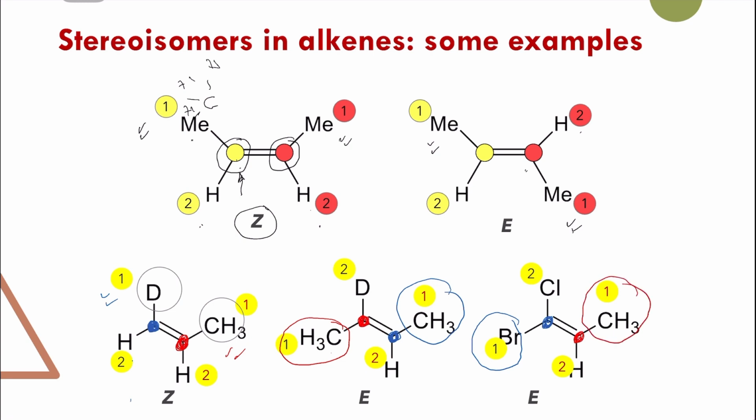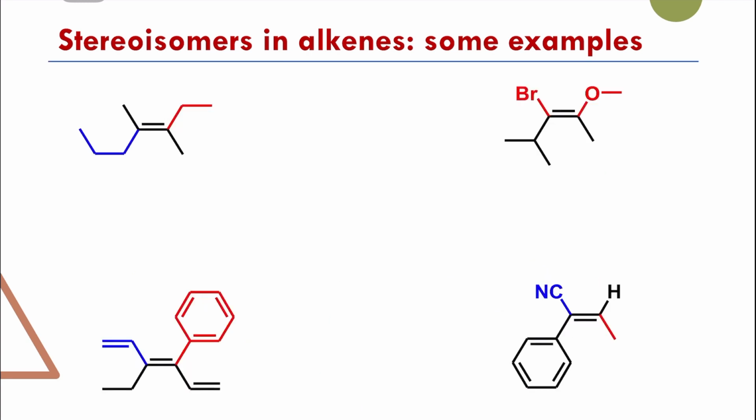Methyl is given priority over hydrogen, and the two groups which are given the priority are on opposite sides, so it's an E.